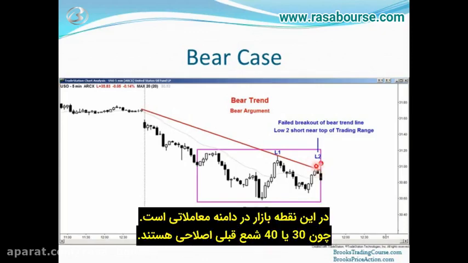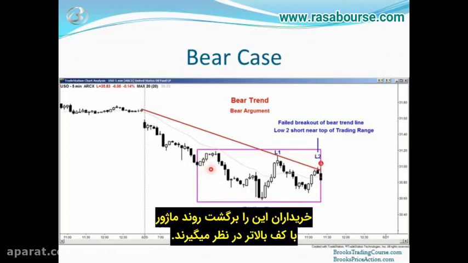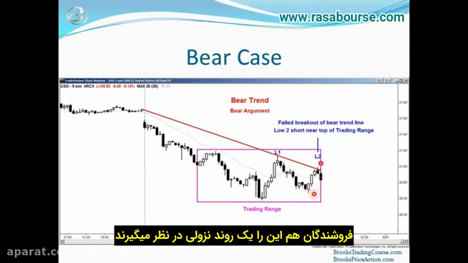The market at this point is in a trading range. You know, the past 30, 40 bars sideways, up and down, and it's confusing. The bulls see a higher low major trend reversal, and they're hoping for a series of higher lows and highs. The bears see this as simply a bear trend that's continuing to form lower highs and lower lows.